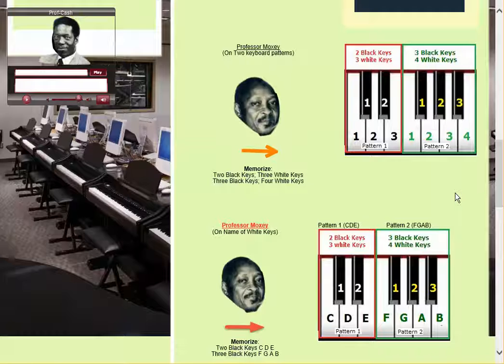Memorize the short poem below me. It says, 2 black keys, 3 white keys, and 3 black keys, 4 white keys. Let me repeat that again. 2 black keys, 3 white keys, and 3 black keys, 4 white keys.